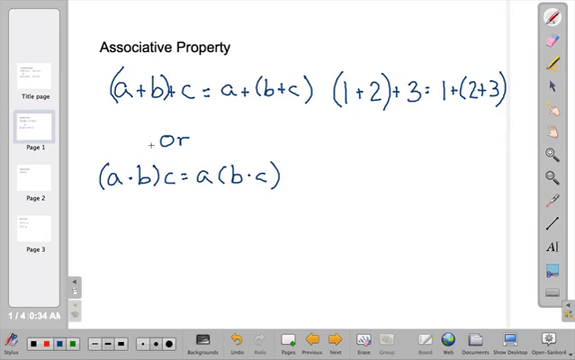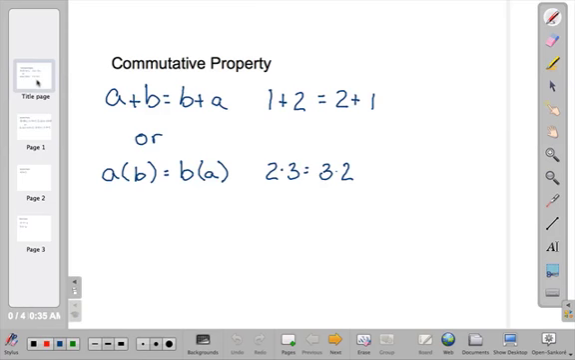The same property also applies to multiplication, so we could have 2 times 3 times 4 is going to be the same as 2 times 3 times 4, grouped differently. It doesn't matter what way you group the numbers when you multiply or when you add, you're still going to get the same answer. So associative property has to do with grouping. The commutative property has to do with the order.